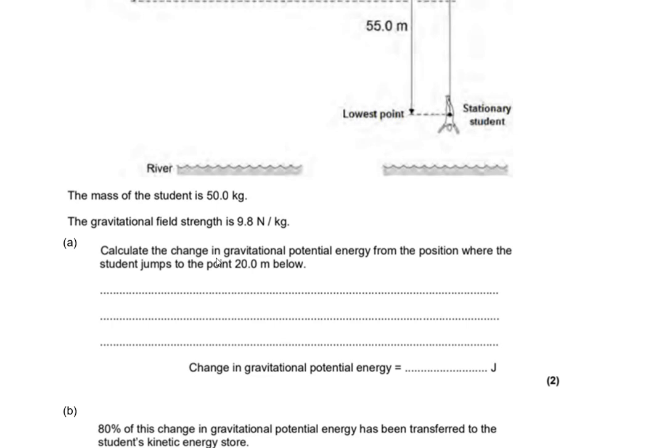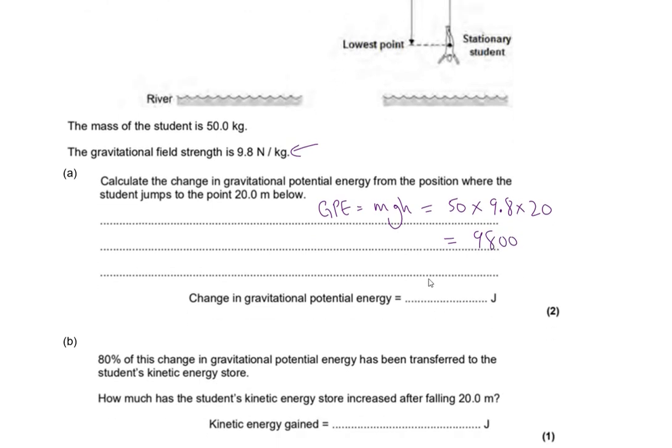Now calculate the gravitational potential energy. So this one you guys should know this. So GPE is equal to mgh. Now m is the mass, we know is 50. G is given to us here, so we need to use the value given to us, times 20, and this will give us 9,800. So this is the gravitational potential energy.